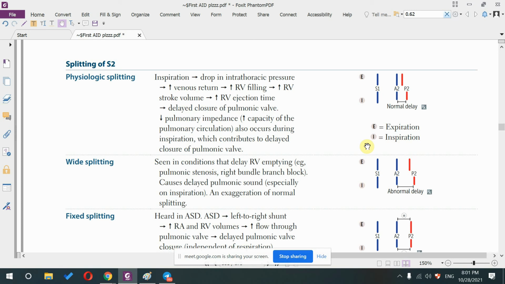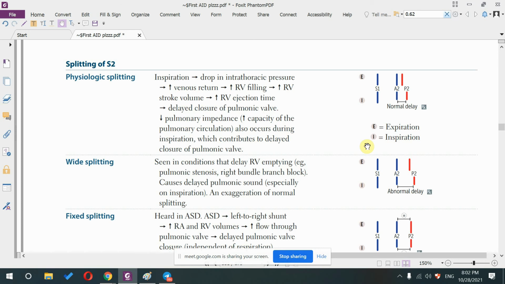The intrathoracic pressure has dropped significantly. That led to the suction motion from the inferior and superior vena cava, which brought the blood from different cavities inside of your body back to your chest. That increased the filling of your right ventricle, which led to the right ventricular stroke volume being much higher, and that led to right ventricle ejection time taking a longer period of time. And that delayed the closure of the pulmonic valve.